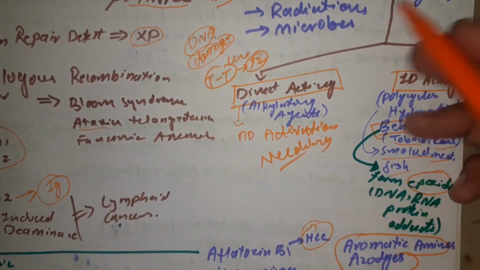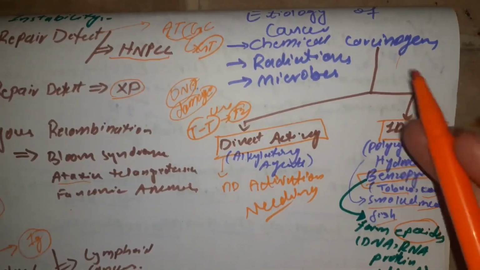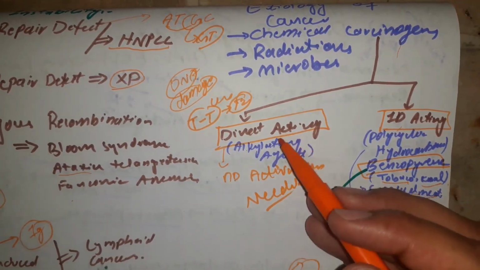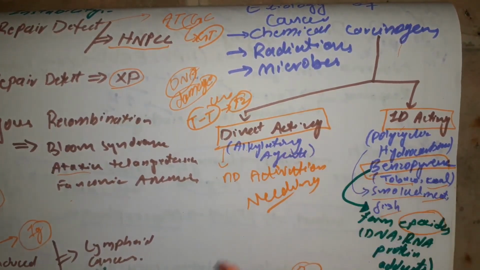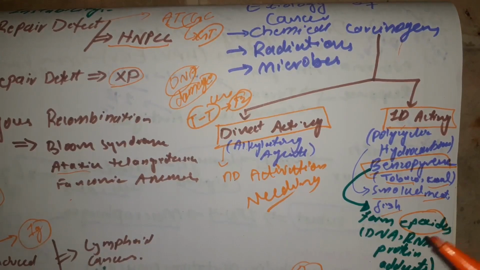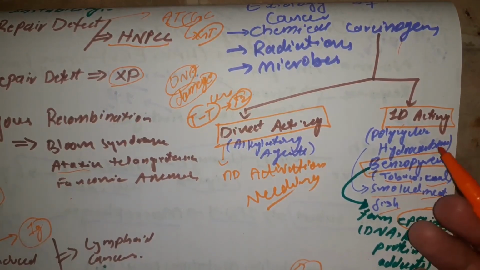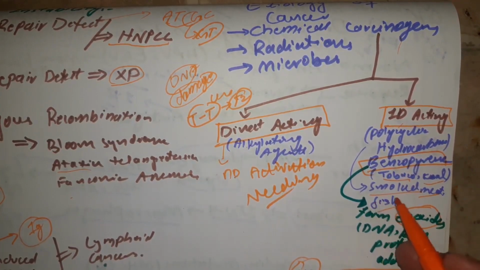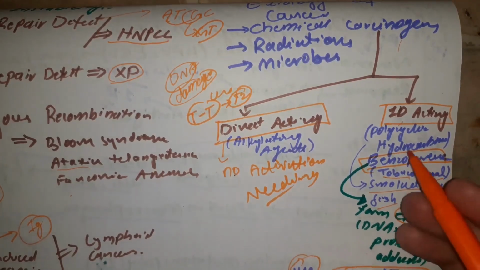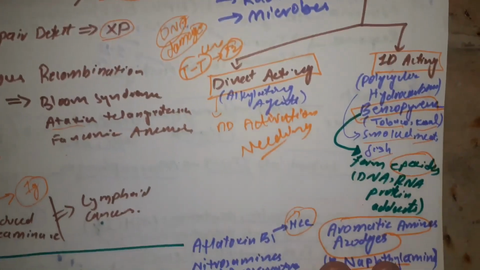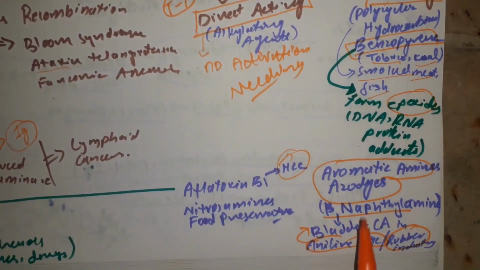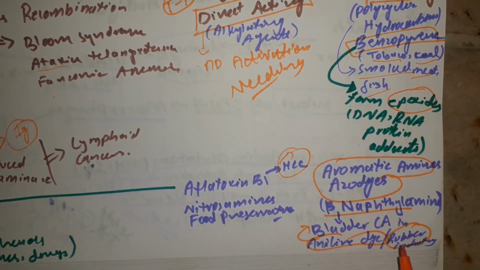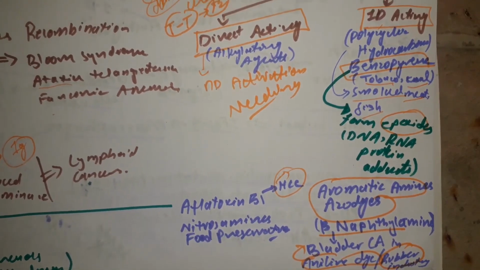So here we have discussed chemical carcinogens, which include direct and indirect. Direct does not need any activation, indirect needs activation. Direct acting include alkylating agents, for example anti-cancer drugs, which include cyclophosphamide and so on. Indirectly acting include polycyclic aromatic hydrocarbons, for example benzopyrene, which is found in tobacco, coal, smoked meat and smoked fish. It is activated to epoxide, which bonds with DNA and forms covalent adducts and leads to carcinogenesis. Moreover, aromatic amines or azodyes, which include naphthylamine, found in aniline dye and the rubber industry, can lead to bladder carcinoma. So that was about chemical carcinogens.